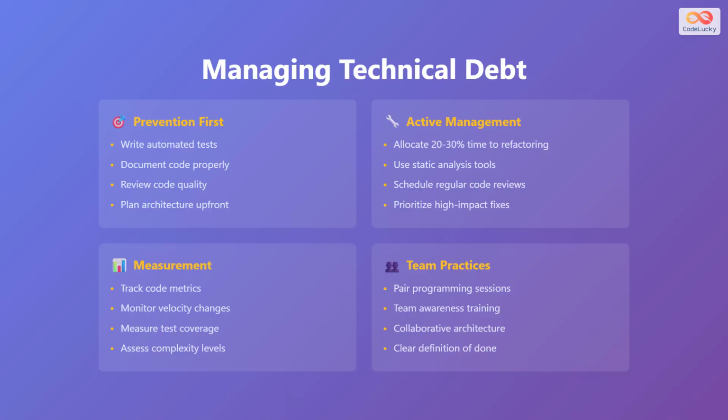There are four main strategies for managing technical debt. Prevention first means writing automated tests, documenting code properly, reviewing code quality, and planning architecture upfront. Active management involves allocating 20 to 30% of development time to refactoring, using static analysis tools, scheduling regular code reviews, and prioritizing the highest impact fixes. Measurement requires tracking code metrics, monitoring velocity changes, measuring test coverage, and assessing complexity levels. Finally, team practices include pair programming sessions, team awareness training, collaborative architecture decisions, and establishing a clear definition of done.